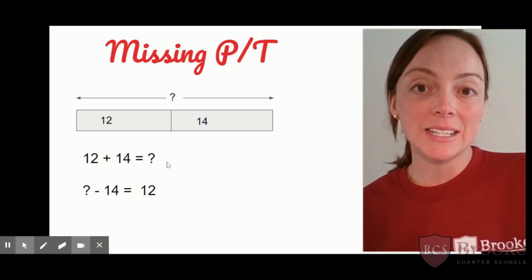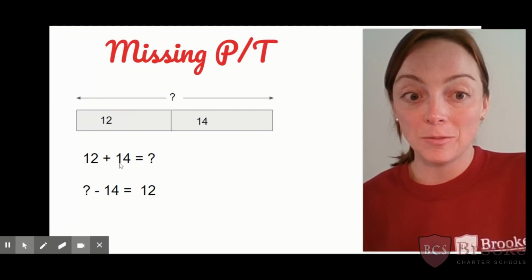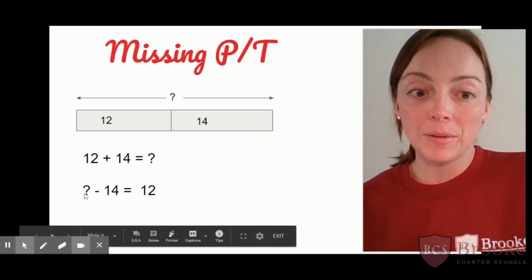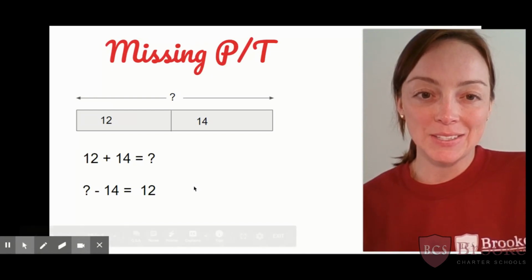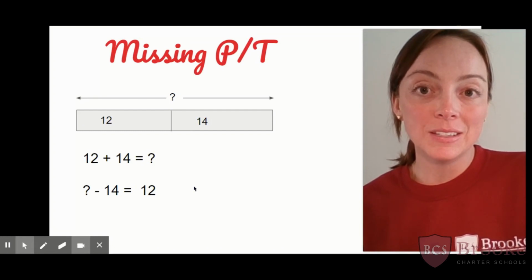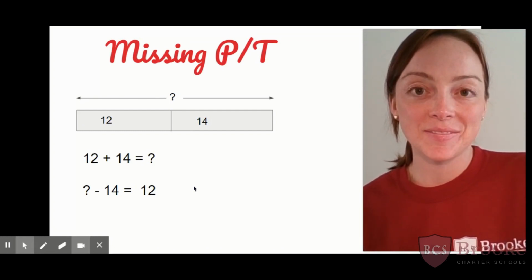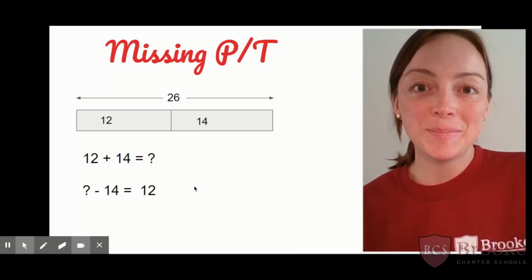Some number sentences that'll help us find the missing total, of course, is gluing the 2 parts together with a plus sign, 12 plus 14, or a missing total problem, like, don't know, minus 14 equals 12. What is the missing total? Make sure you show your work in your YouTube workbook so you can show your teacher during conferences. Did you get 26 for your missing total? Me too.